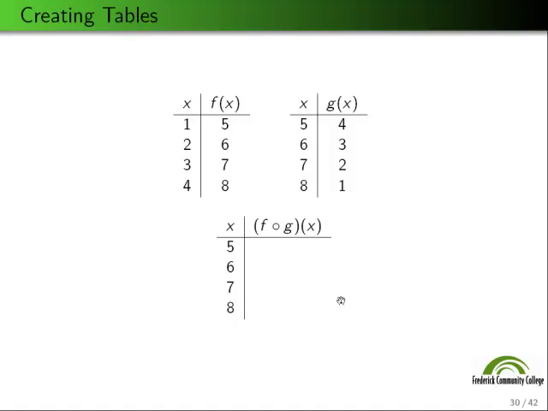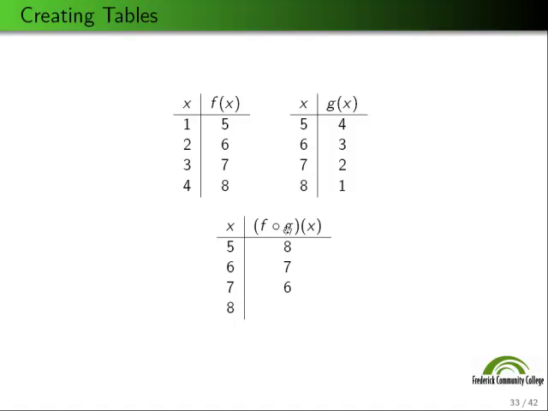And to see how this works, 5 gets sent into g, so 5 gets sent to 4, and then you take f of 4. 4 gets sent to 8. So f composed with g of 5 equals 8. Let's look at f composed with g of 6. So we see where does g send 6? g sends 6 to 3. And then we go back to see where f sends 3. f sends 3 to 7. So f composed with g of 6 equals 7.